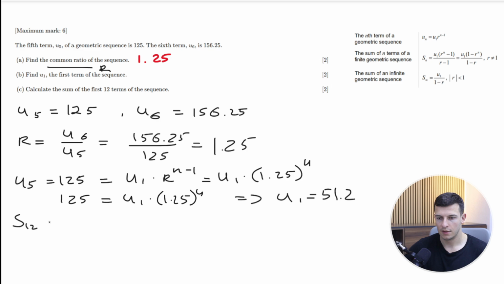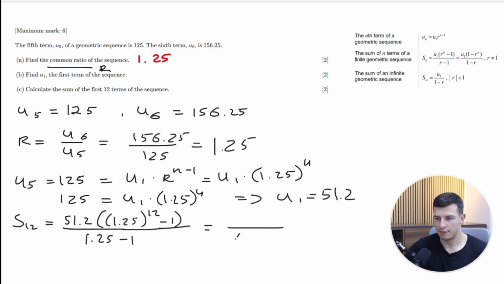Calculate the sum of the first 12 terms of the sequence. So S12 is what we are after. All right, now what is the formula? Again, U1, which we just found, 51.2, multiplied by 1.25 to the power of n, which is 12, minus 1, divided by r minus 1. What's our r? 1.25 minus 1. So at the bottom, we're going to have 0.25.